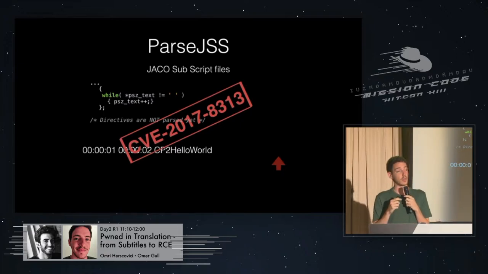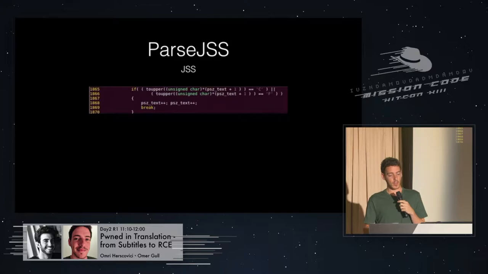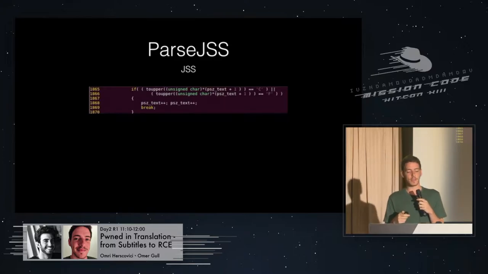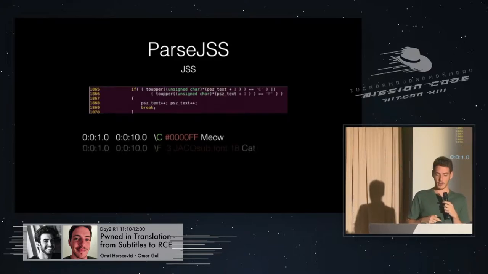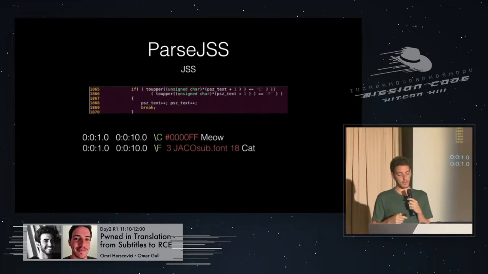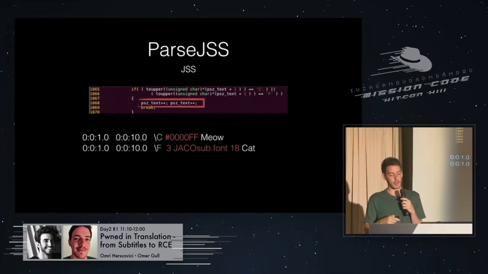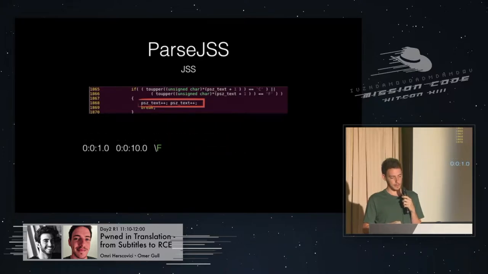And we soon manually found another two out-of-bound read issues in parsing of the directives that actually were supported. So moving on with the JSS format, we stumbled upon the font and the color directives. As you can see, the code includes a double increment to skip from the directive right to the argument. But in case a directive didn't contain any argument to follow it, meaning it ended with a null termination, this double increment just skipped the null terminator. But let's see how this code is combined within the bigger picture.